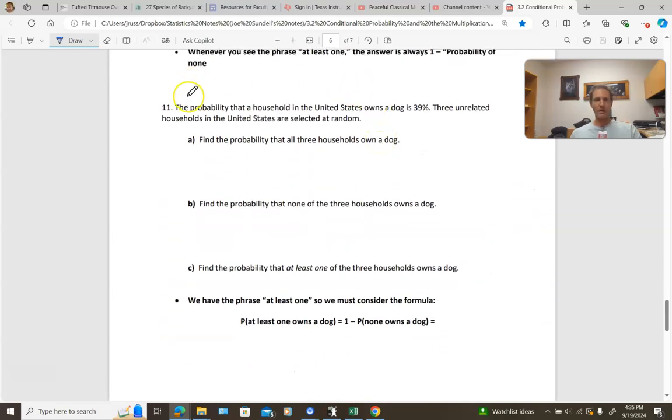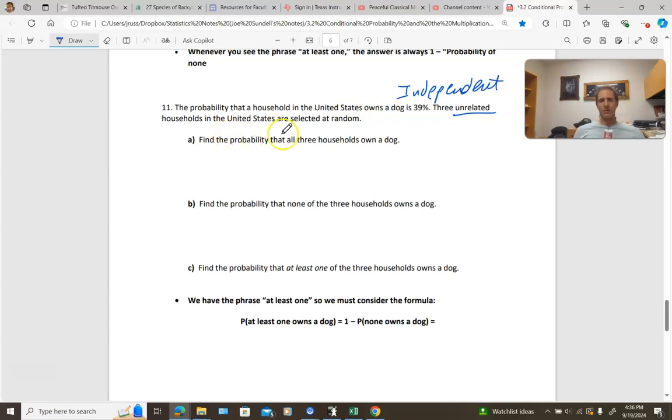We'll continue. Number 11 here. The probability that a household in the U.S. owns a dog is 39%, or 0.39. So 3 unrelated households in the United States are selected at random. Okay, so probably the events here are going to have to do with determining whether each of these 3 households has a dog or doesn't have a dog. Well, the fact that these households are unrelated, guys, that's an indication that these events are probably going to be independent as well.